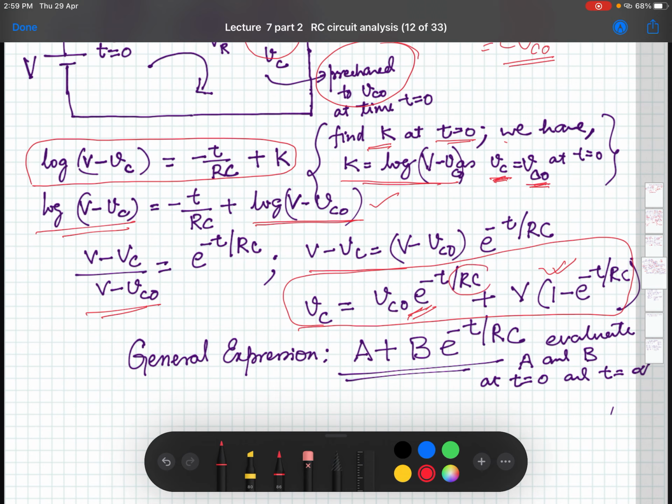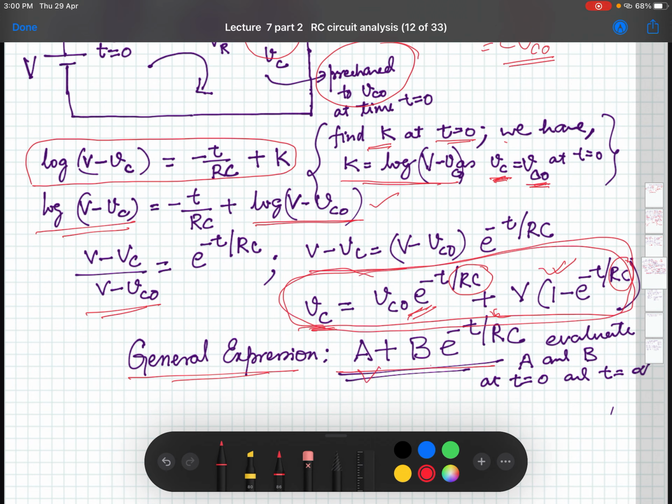But here also, if you note one thing, this RC comes again. So this RC is very characteristic of any RC circuit, and the capacitor voltage can be calculated in this fashion. If it is pre-charged, then this, otherwise this. So a general expression for V can be written in this form. You can always put this equation in this form.